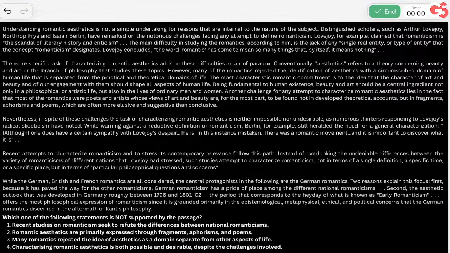देखो. Recent attempts to characterize romanticism and to stress its contemporary relevance follow its path instead of overlooking the undeniable differences. Such studies attempt to characterize romanticism not in a single definition.